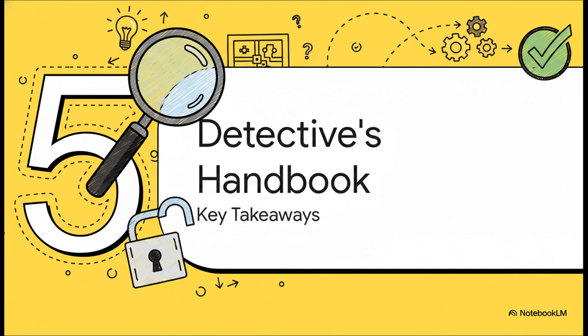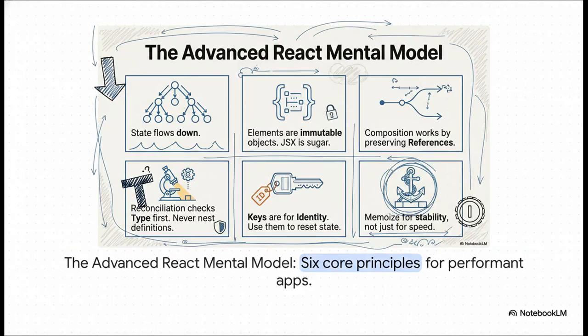So let's put all our findings together into a little detective's handbook so we don't fall into this trap again. And here it is. This is your new mental model for building fast React apps. It all comes down to these core principles. We've seen it firsthand. State flows down, and that's what causes re-renders. We know JSX is just objects, and that reconciliation checks the component type first. That's the key reason you should never define a component inside another component. It'll get remounted every time.